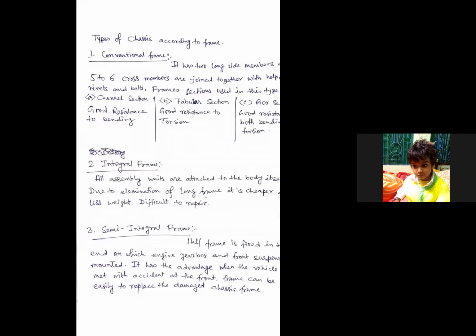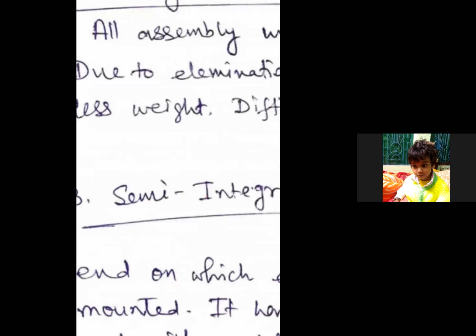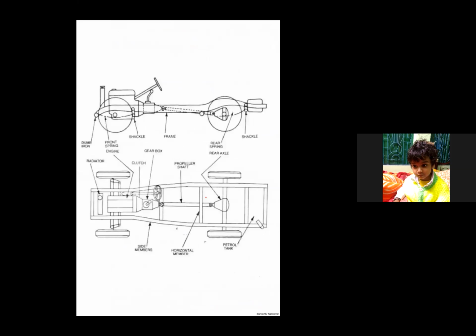Conventional, integral, and semi-integral. These are the main three types of chassis according to the chassis frame. What is the conventional frame? I show. This is basically a conventional type of chassis frame.